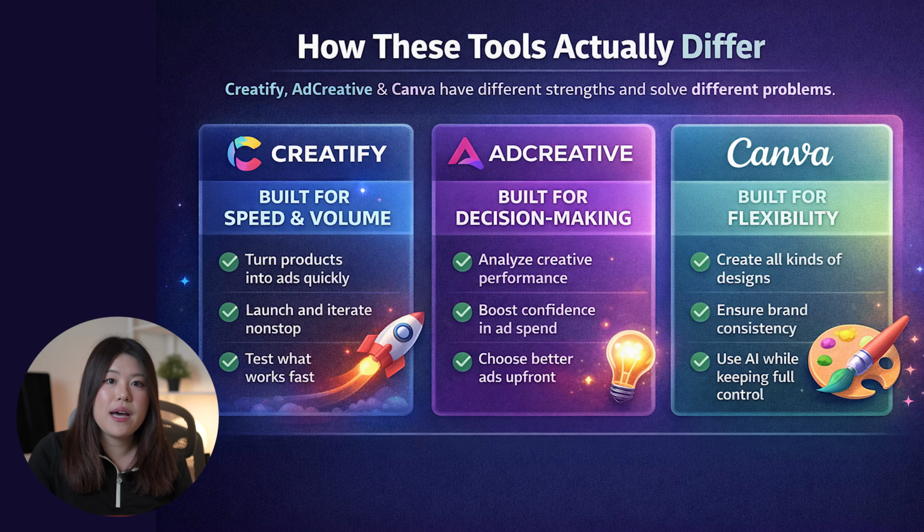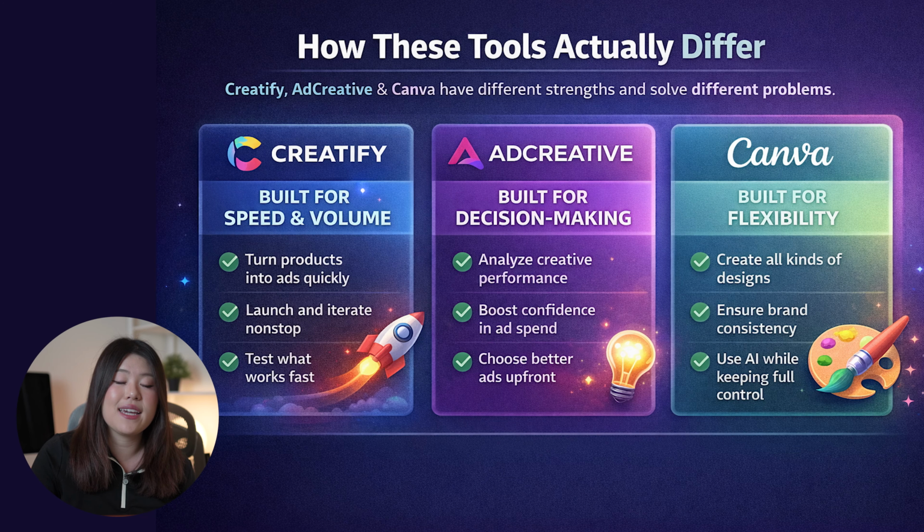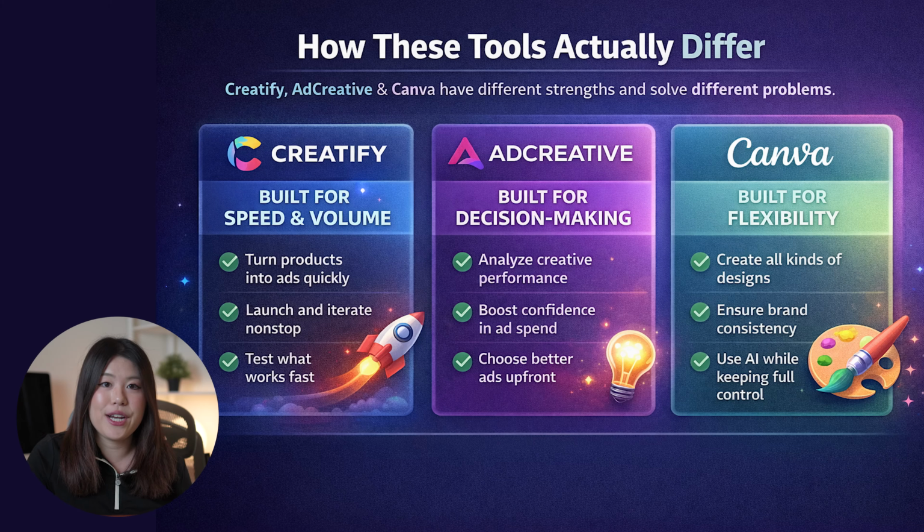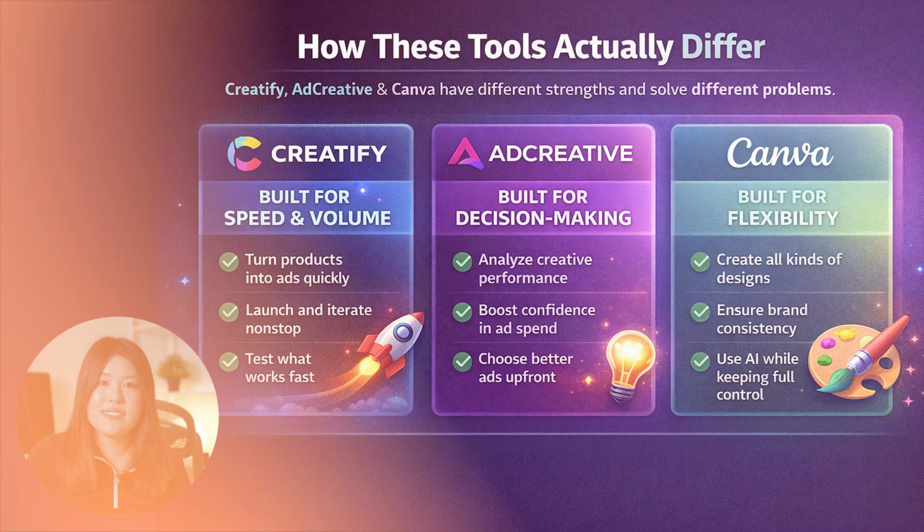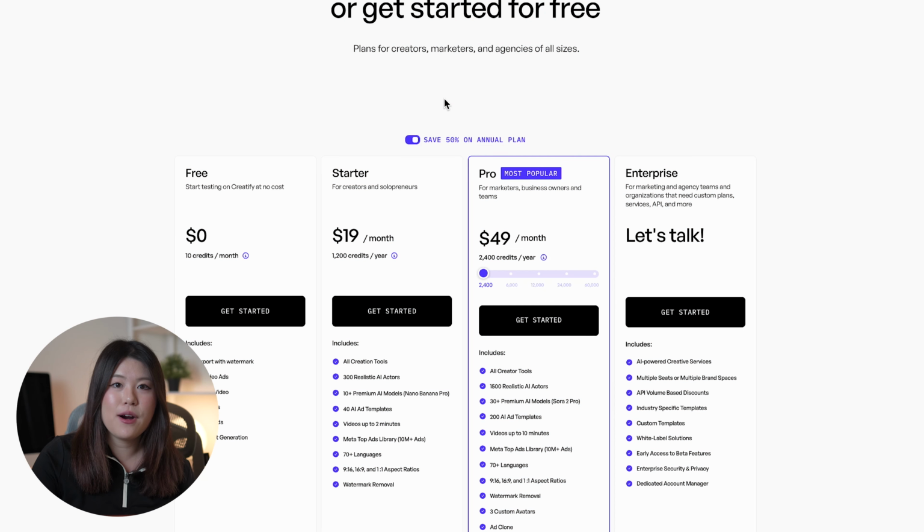None of these tools are better across the board. The right choice depends on whether your biggest bottleneck is speed, confidence, or creative control. With that context in mind, pricing starts to make a lot more sense. Now let's talk about pricing because this part really matters.